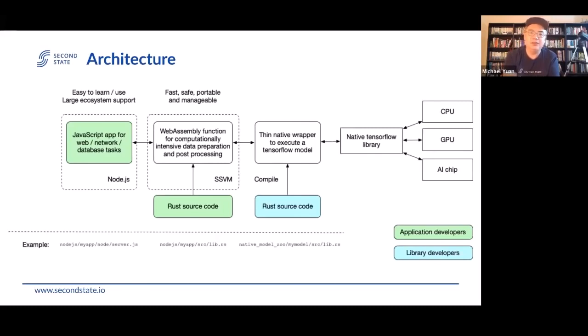WebAssembly runs inside the function as a service and processes all the application logic. When it encounters a task that needs TensorFlow, it passes it off to the native command. The native command executes that and returns back into WebAssembly. WebAssembly processes all this again, returns back to Node.js, and then gives it back to us. So that's the whole process of the application.